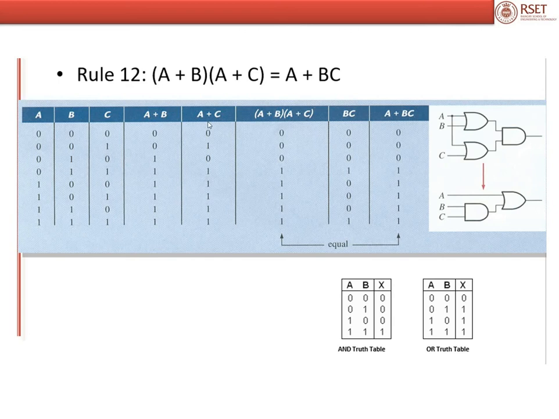Next, A plus B values are found. Next, A plus C values are found. Then A plus B into A plus C values are found. Then here BC and then A plus BC. So clearly you can see that A plus B into A plus C is equal to A plus BC. The values are the same.